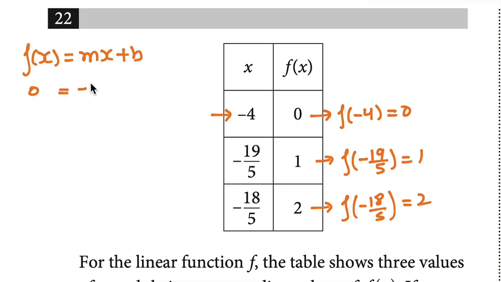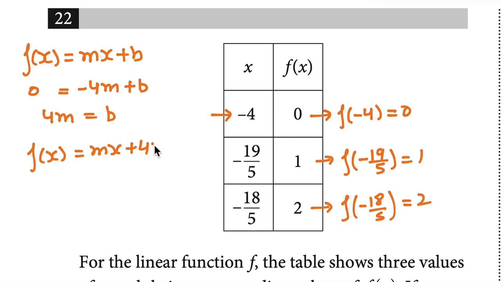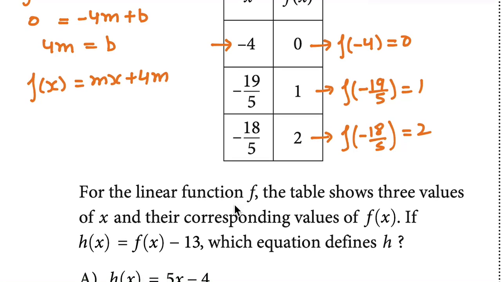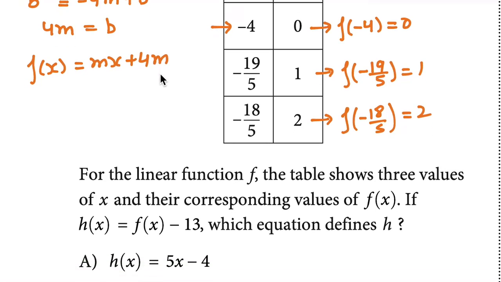So when x is negative 4, f(x) is 0, adding 4m on both sides. Now if I just plug 4m in place of b, let's see what happens. So f(x) is equal to mx plus 4m. This seems to be a very interesting question. So just try to solve it on your own and then come back and solve it with me. Pause the video. Okay. Now I need to find m here to make it a proper equation.